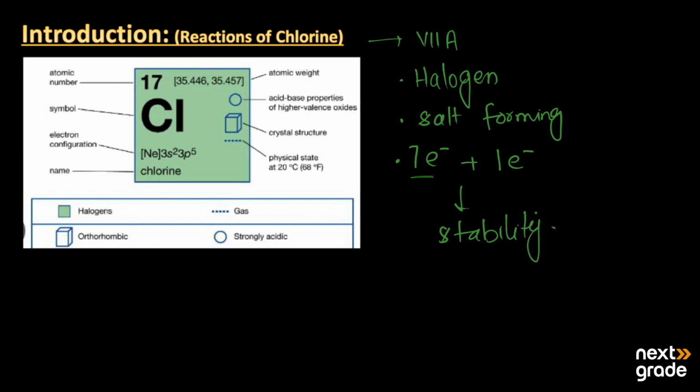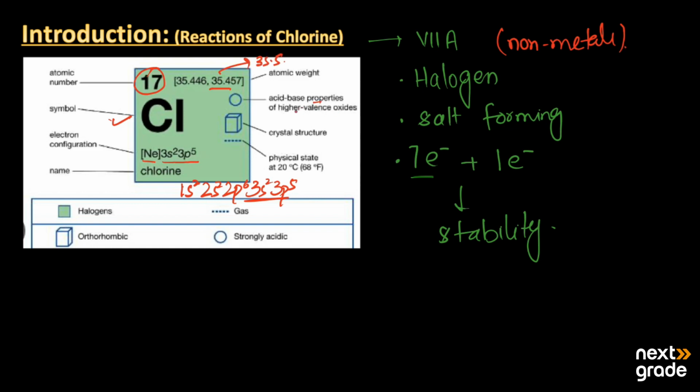All the group 7A elements, likewise chlorine and fluorine, are non-metals in nature. Now, what are some of its specific properties? The atomic number of chlorine is 17. Its symbol is Cl. The electronic configuration is [Ne] 3s2 3p5, which is the valence shell electronic configuration. The total electronic configuration is 1s2 2s2 2p6 3s2 and 3p5. This is the valence shell. Its atomic weight is 35.45, which can be taken as 35.5 grams per mole.